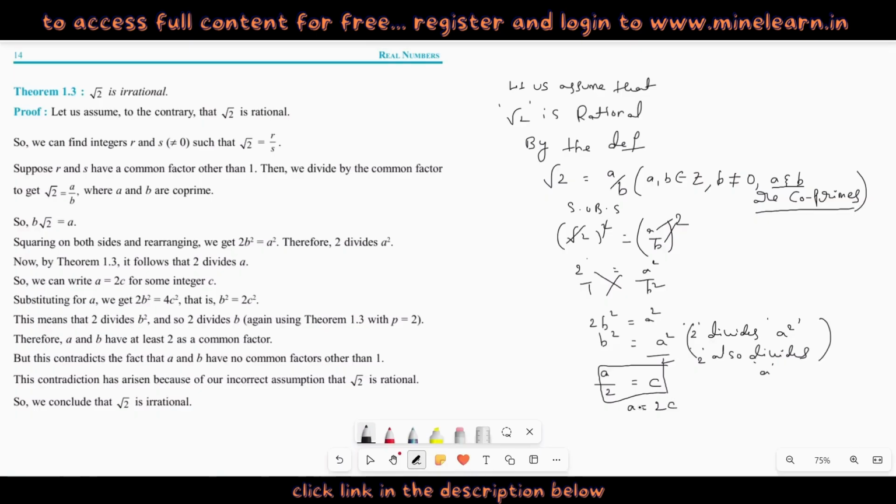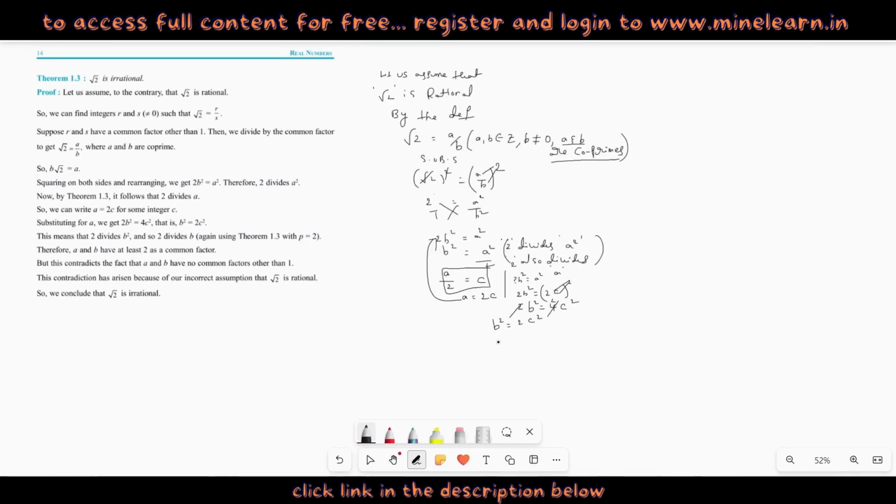Now I am going to substitute this value of a, 2c, in the equation 2b square equals a square. 2b square equals, what is the value of a? 2c. This square belongs to both, so 2b square equals 4c square. Now 2 ones are 2, 2 twos are 4, and b square is equal to 2c square. And now 2 is multiplying here, so b square by 2 equals c square.